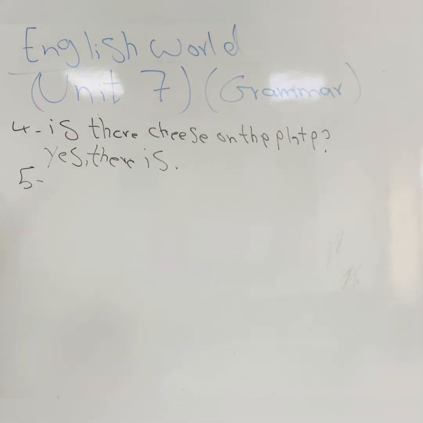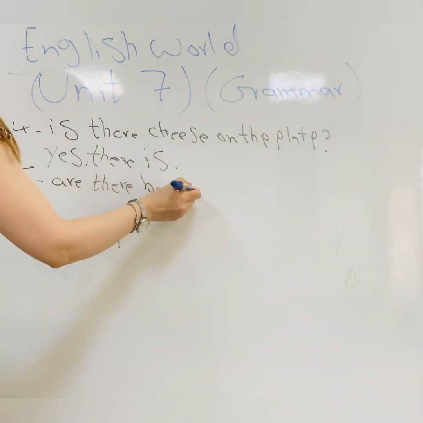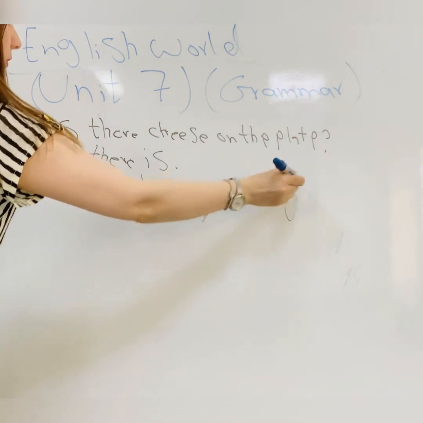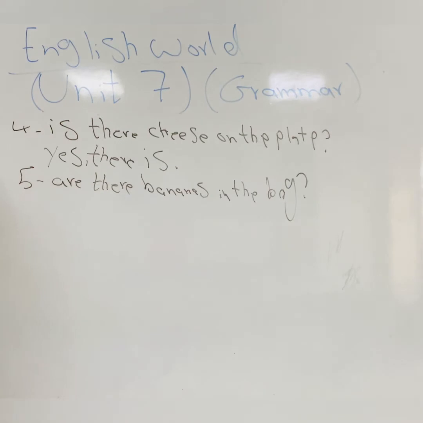Number 5, we have a picture of bananas inside a bag. It's more than one banana, so we have to say are there. Because we are talking about more than one banana, we have to ask, are there bananas in the bag? Because we have bananas in the bag, the answer will be yes, there are. Because we asked by are there, we have to answer by there are.